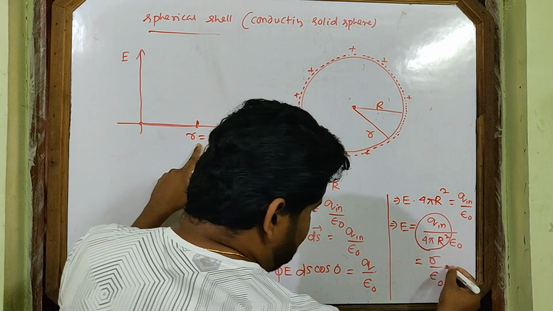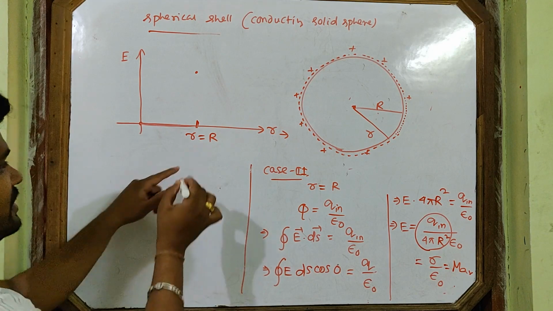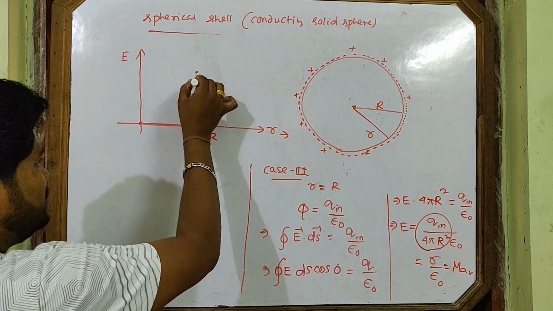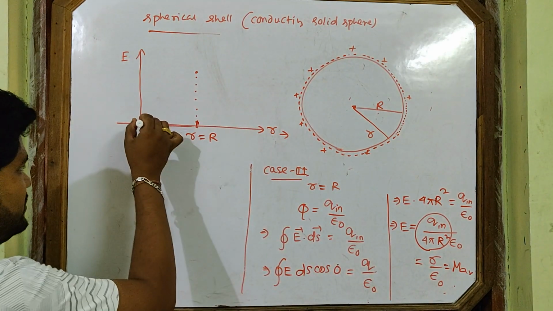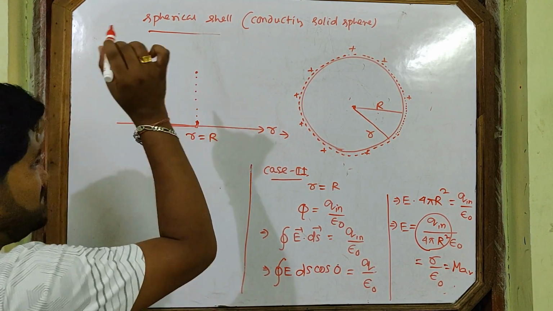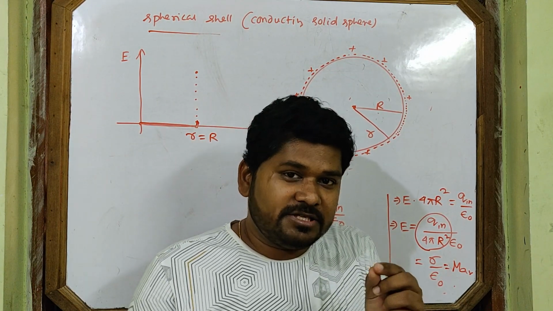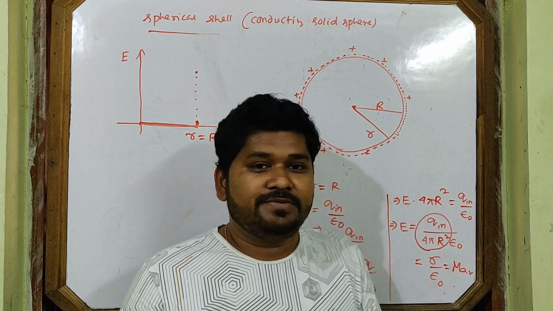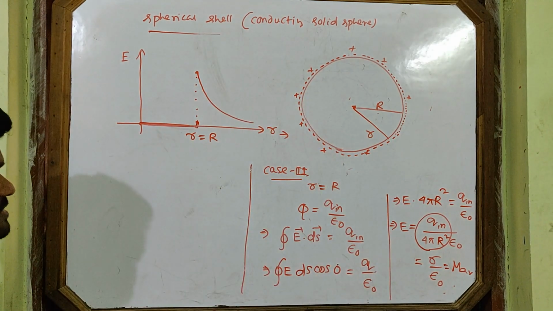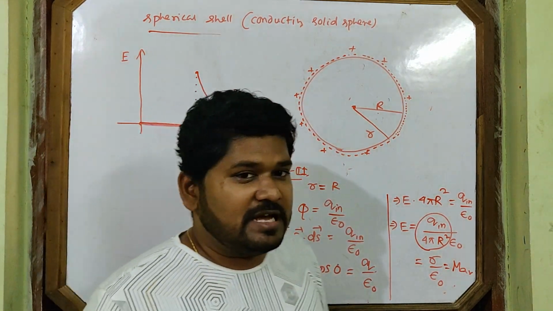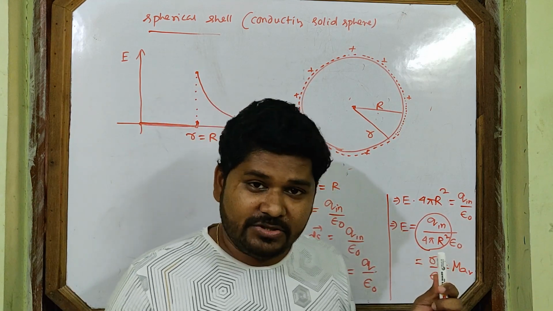This is the maximum, meaning immediately we reach the maximum. So join this by a dotted line, because this is not part of the graph. This is the end of the graph, and again the graph starts from here. When you go to an outside point, how does E depend on r? Just like a point charge, I told you, E is inversely proportional to r square. So the graph will be like this. So this is the intensity versus r graph for a spherical shell. It's a very important 5 marks question.